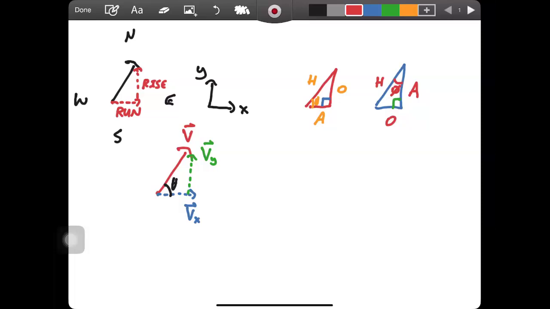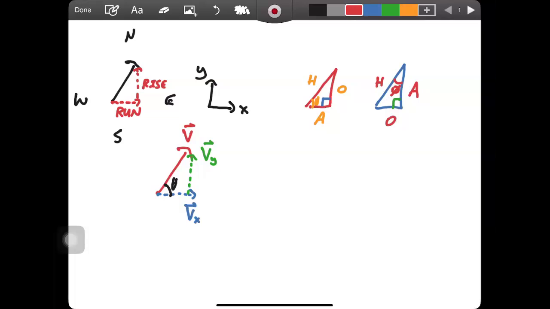Okay, here's the key. When you have a vector, you can think of that vector as the hypotenuse. And then the horizontal component and vertical component, i.e. the x component and the y component, they can be thought of as either the opposite or adjacent sides. Now that depends on what angle you're focusing on, all right?